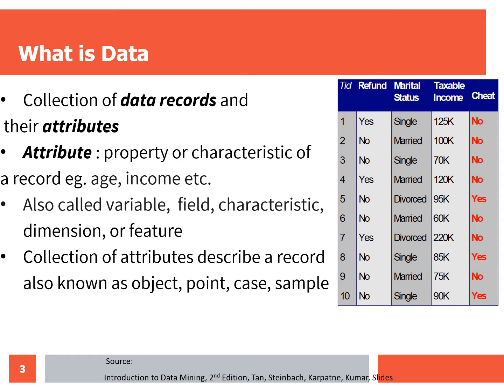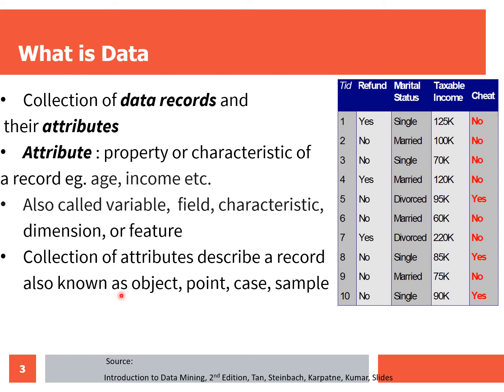If we talk about data, generally data is organized as a collection of records or objects. So if you see here, this particular row and the entire thing is known as a record, then the columns are known as attributes. So the rows are records and the columns are attributes.